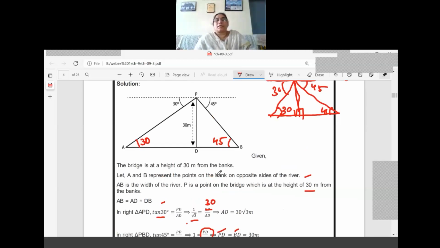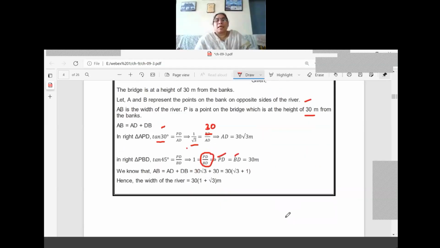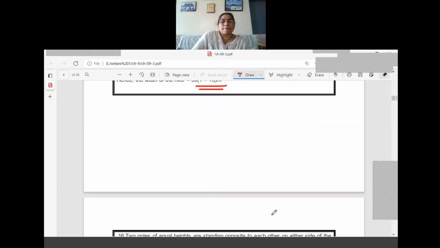Now we should calculate the length, or width, of the river. That means AB is to be calculated. Check the diagram. AB means AD plus DB, right? So this is the length of the river. We have calculated AD here and BD here. Both we should add, and that is the final answer. So 30 into 1 plus root 3 meters. This question you can simplify easily. Put the value of root 3 as 1.732, then multiply with 30.